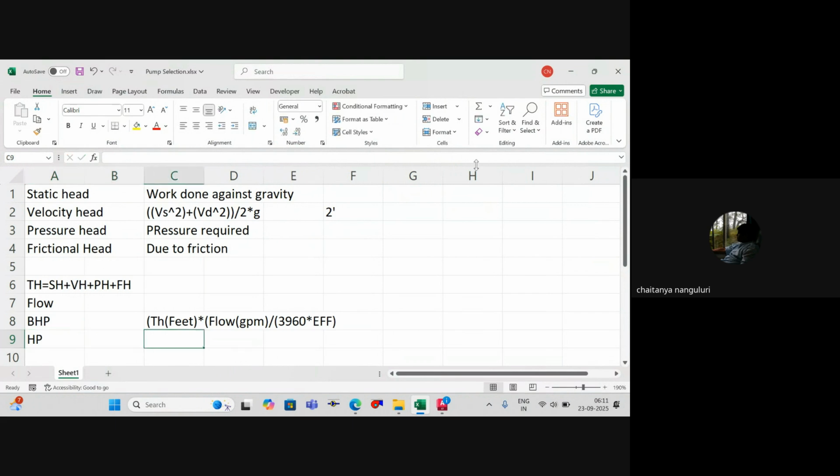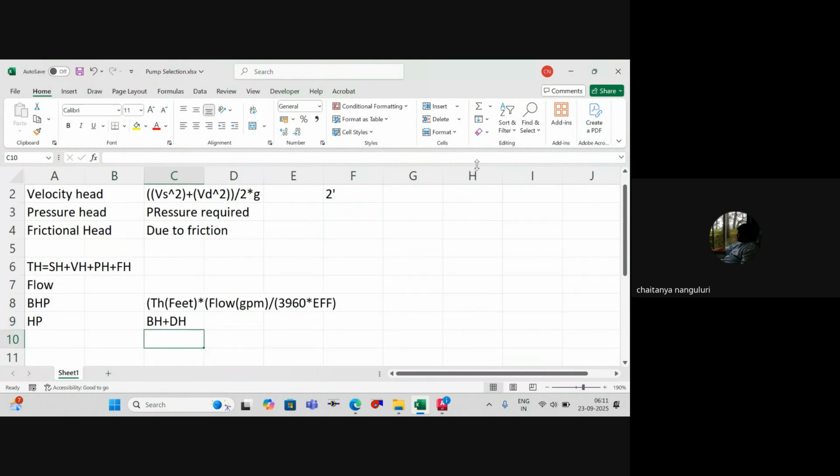Horsepower is equal to your brake horsepower plus drive losses. That will generally apply if it's belt driven. Nowadays, at least for pumps, it's never belt driven. We'll directly use direct drive. So we'll take some 5% loss because of the inertial loss of the coupling or coupling eccentricity loss or something. Instead of adding it, you can directly multiply: brake horsepower BHP into 1.05. That's adding 5% to it. That will give you your HP.